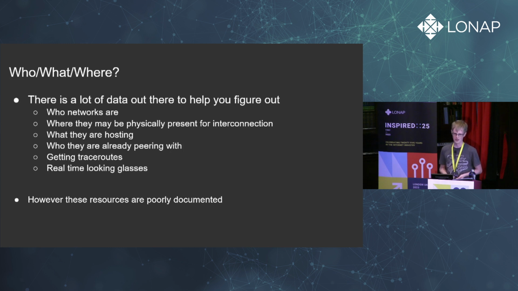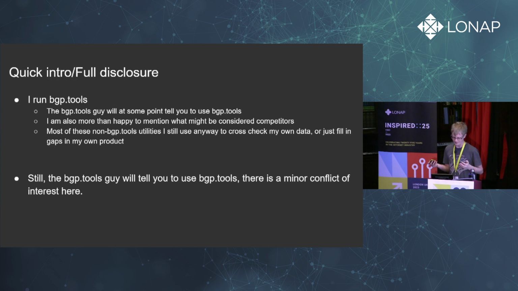So a lot of the stuff I'm trying to figure out when looking at it is who people are, where are they physically present, what are they hosting, are they a content network, are they eyeballs? Sometimes that's not obvious. Who are they already peering with, to maybe give you a gauge of whether they're likely to peer with you? Is there anywhere that you can see what their transit routes and egresses actually look like, and whether they're accepting your routes? Unfortunately, these resources are very useful, but they're very poorly documented. So that's the point of this talk.